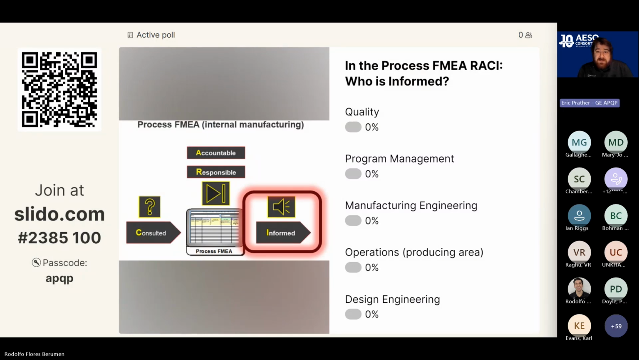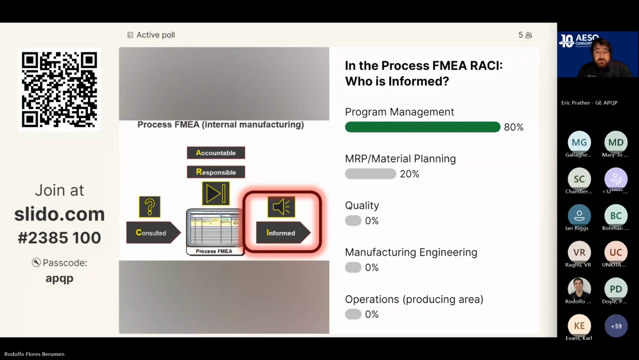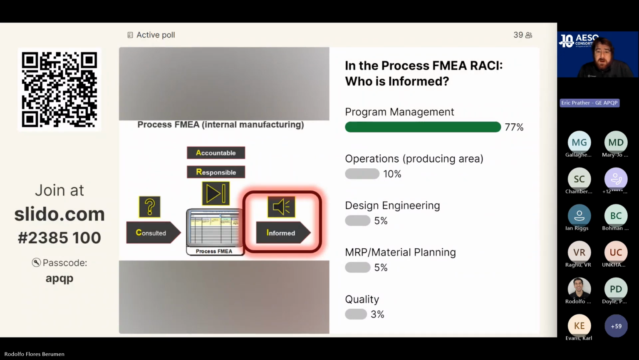Finally, hitting the I in RACI, who is informed? So this is a person who is not necessarily doing the work, but just getting a report out. Yeah, generally it's going to be our program management. They want status updates. They need to know how the project is going, but they're not going to be in the room filling out line items. They're usually not close enough to the product or process to be able to contribute much.